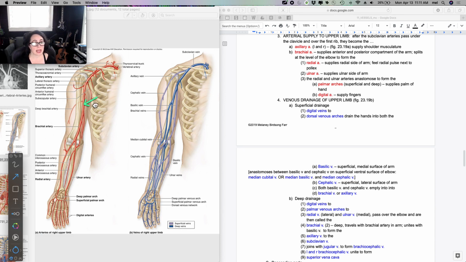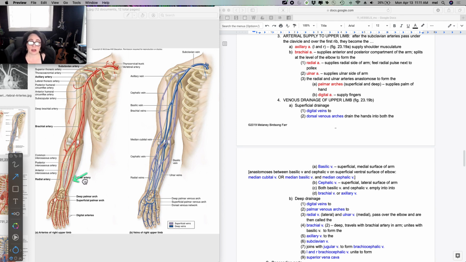And then as you move down into the arm region, it's going to be called the brachial artery. There are some small ones, you don't have to know those. And you're going to call it brachial until it splits. It usually splits about the elbow level, but there is a tremendous amount of variation. When it splits, lateral side, thumb side is going to be the radial artery, and medial side is going to be the ulnar artery.